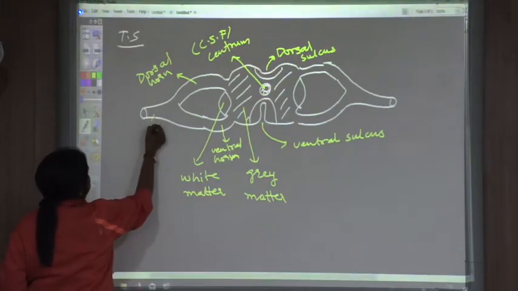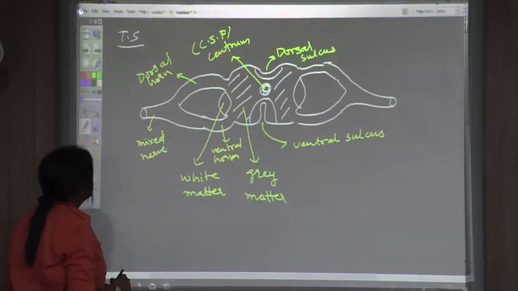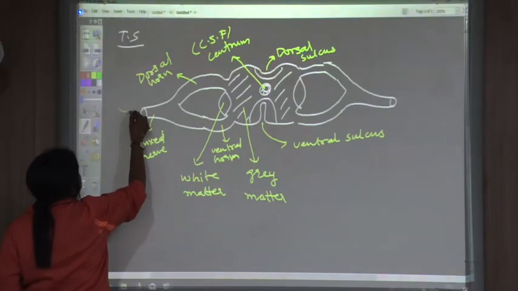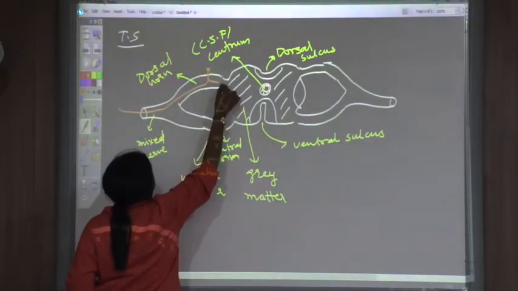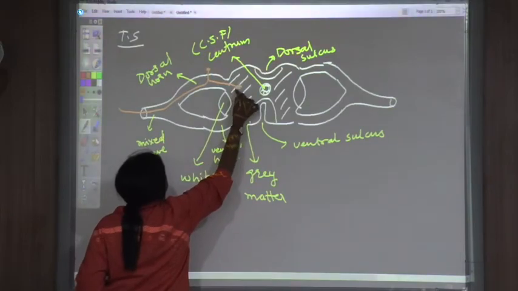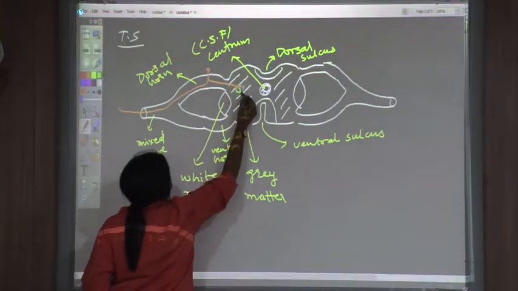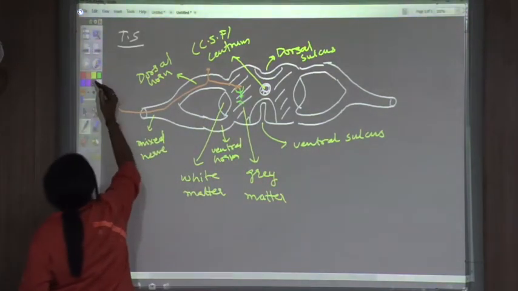So, from the dorsal horn, there will be some sensory nerves entering the spinal cord. From the ventral horn, it will be the motor nerve coming out, and they all together will be moving in a mixed nerve. So, this is the sensory nerve that is coming out from the sense organ. So, here there will be a sensory neuron.